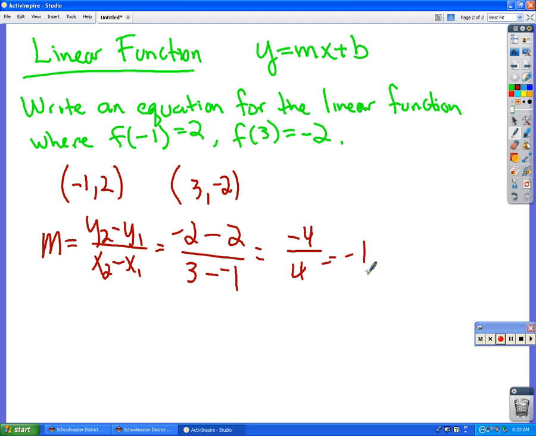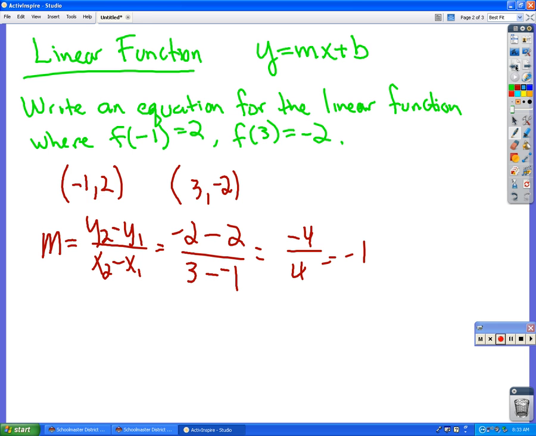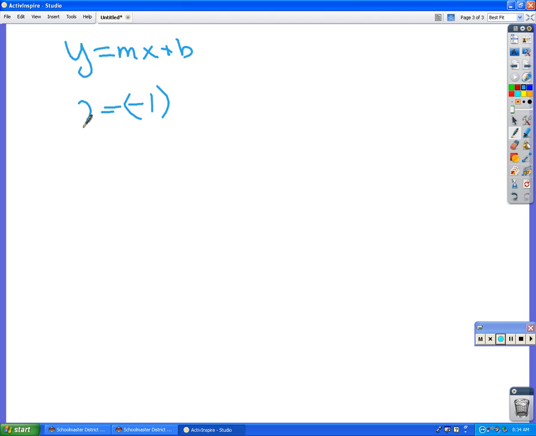What do we do now that we know the slope? Put that in for m. Okay. So I'm going to take the general equation y equals mx plus b. I'm going to put -1 in for m. What am I going to put in for y? Either one of the y's. Which one do you want to use? 2. Okay, so we're going to use this as our point. So we're going to put in 2 for y.